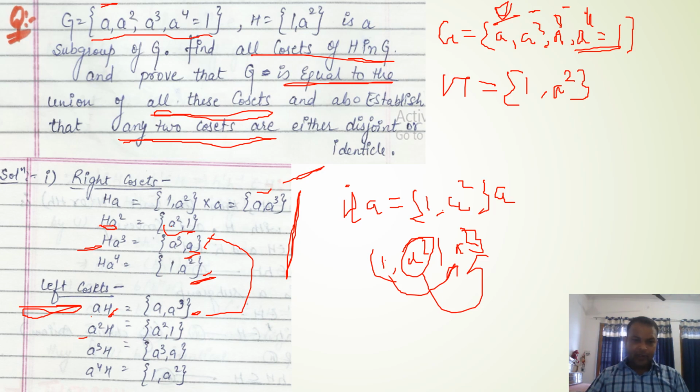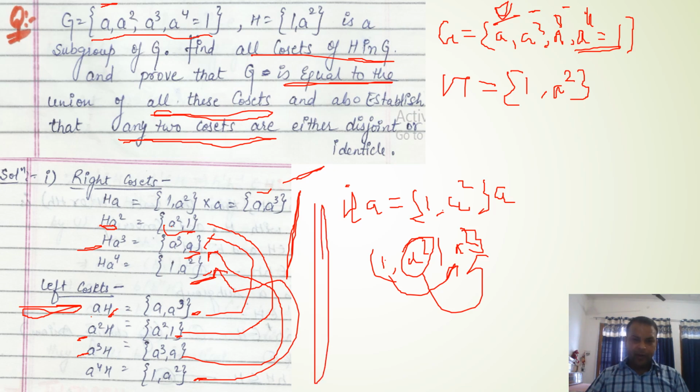Similarly, we can calculate a square H. This will be equal to Ha square. Similarly, we can calculate a cube H, and the value of a cube H will be equal to Ha cube. And in the last, the value of a to the power 4 H will be equal to Ha to the power 4. So this is the simple technique to find all the possible cosets generated by a group and its subgroup.